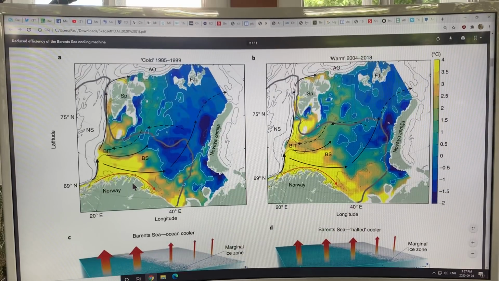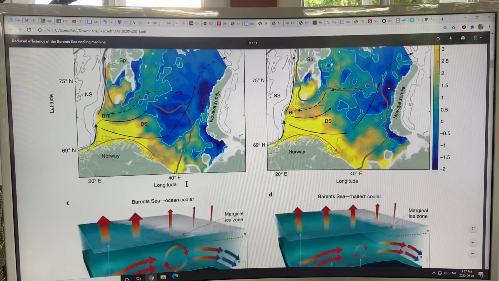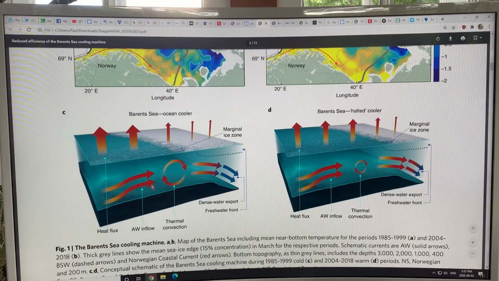So this is basically the idea. The Barents Sea, you get the water coming here, you get the ice margin here, you get the colder water, the brine pockets, and descending down into the abyss, driving the AMOC. But now as the ice retreats, there's less descending cold water. The water is warmer, and that cuts off the AMOC system.